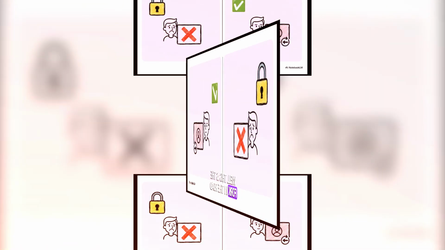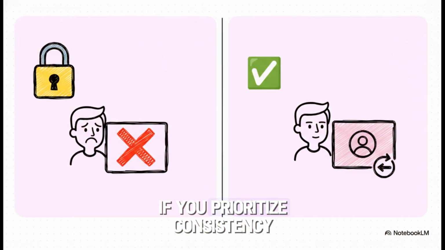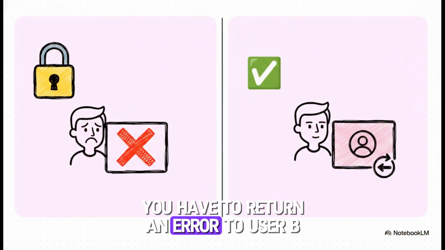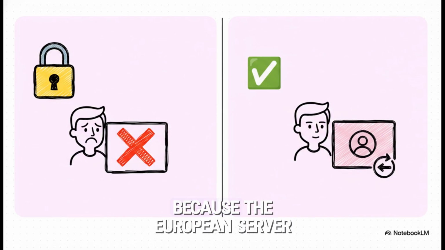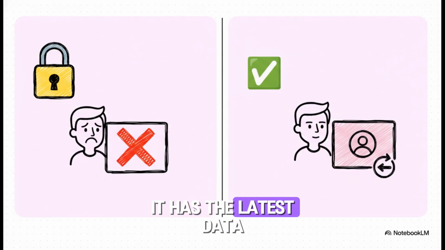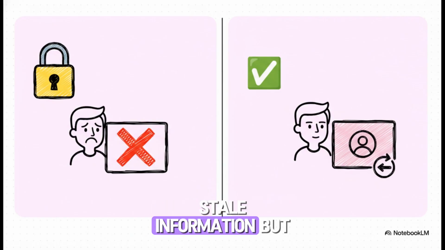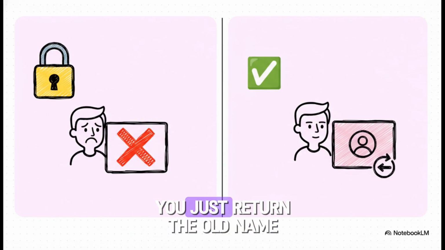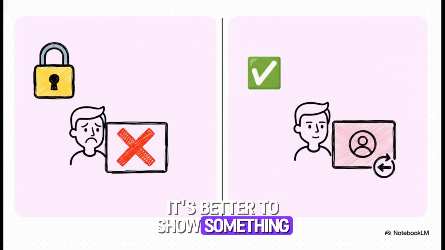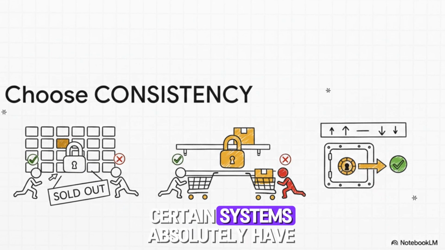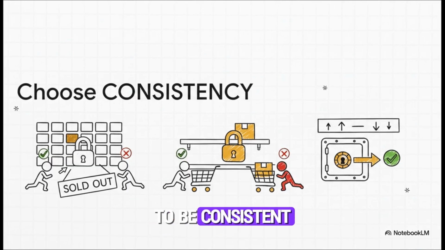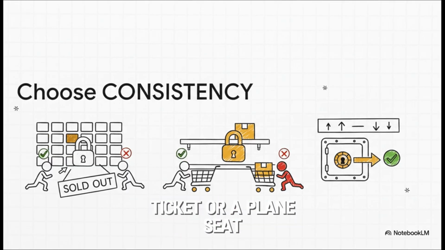Well, this is the fork in the road. If you prioritize consistency, you have to return an error to user B. Why? Because the European server can't be sure it has the latest data, and a consistent system would rather fail than serve stale information. But if you prioritize availability, you just return the old name. It's better to show something than an error page, right? And this is exactly why certain systems absolutely have to be consistent. Think about booking a concert ticket or a plane seat.